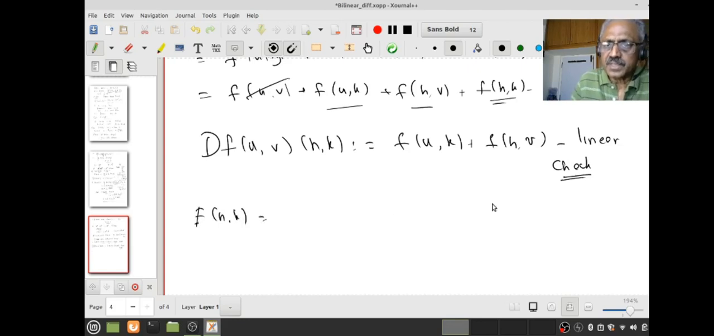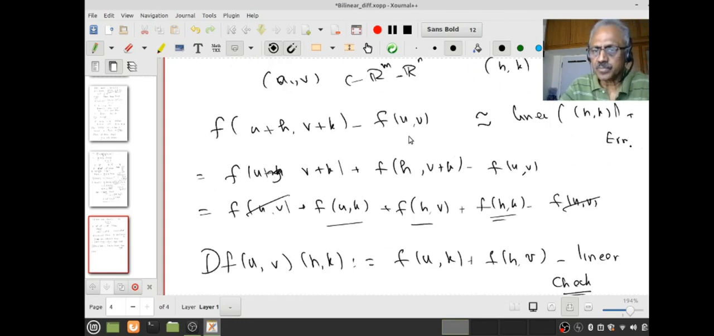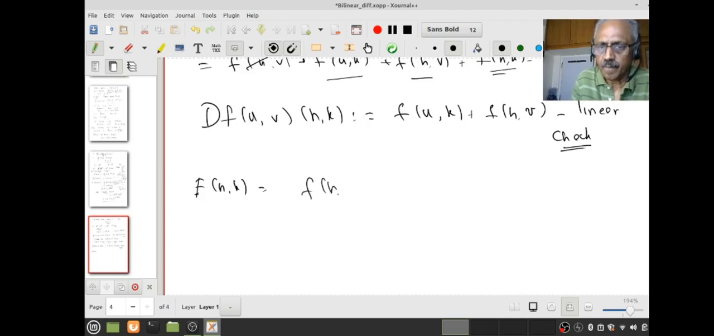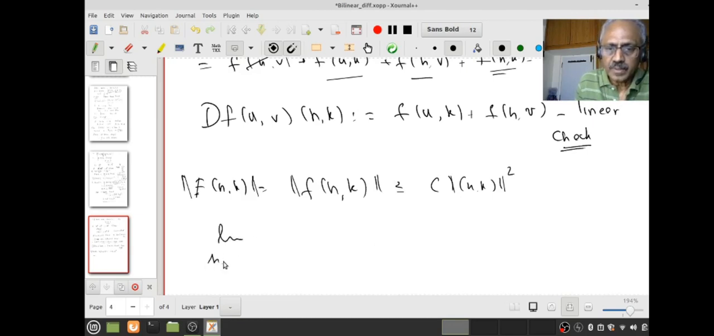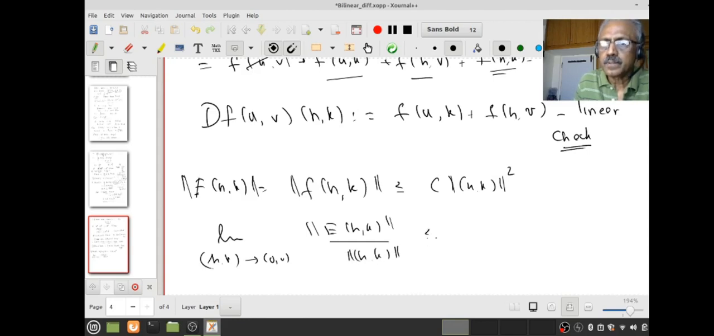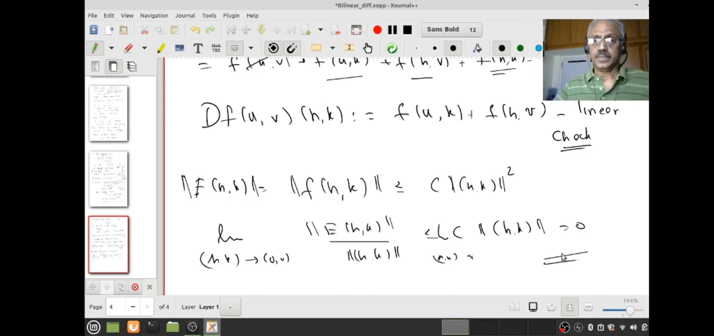Therefore, if this is the derivative, what is my error term here? E(h,k) is f of (u plus h, v plus k) minus f of uv minus this object. Therefore what is left out? f of hk. The norm of this, we already have a bound. This is less than or equal to C times norm of (h,k) whole squared. Just now we found it. Do you remember? Therefore the limit as (h,k) goes to 0 of E(h,k) by norm of (h,k) is less than or equal to C times norm of (h,k), limit as (h,k) goes to 0, which is 0. Do you understand that?